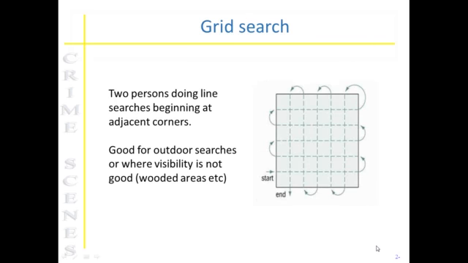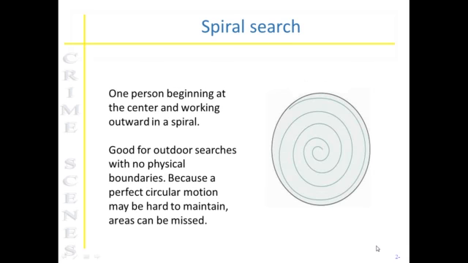There's also grid searches, which are again also good for outdoor searches. Usually this is going to be conducted with 2 or more persons doing line searches, but beginning at adjacent corners. So they're more or less crisscrossing the area and looking for the evidence itself.